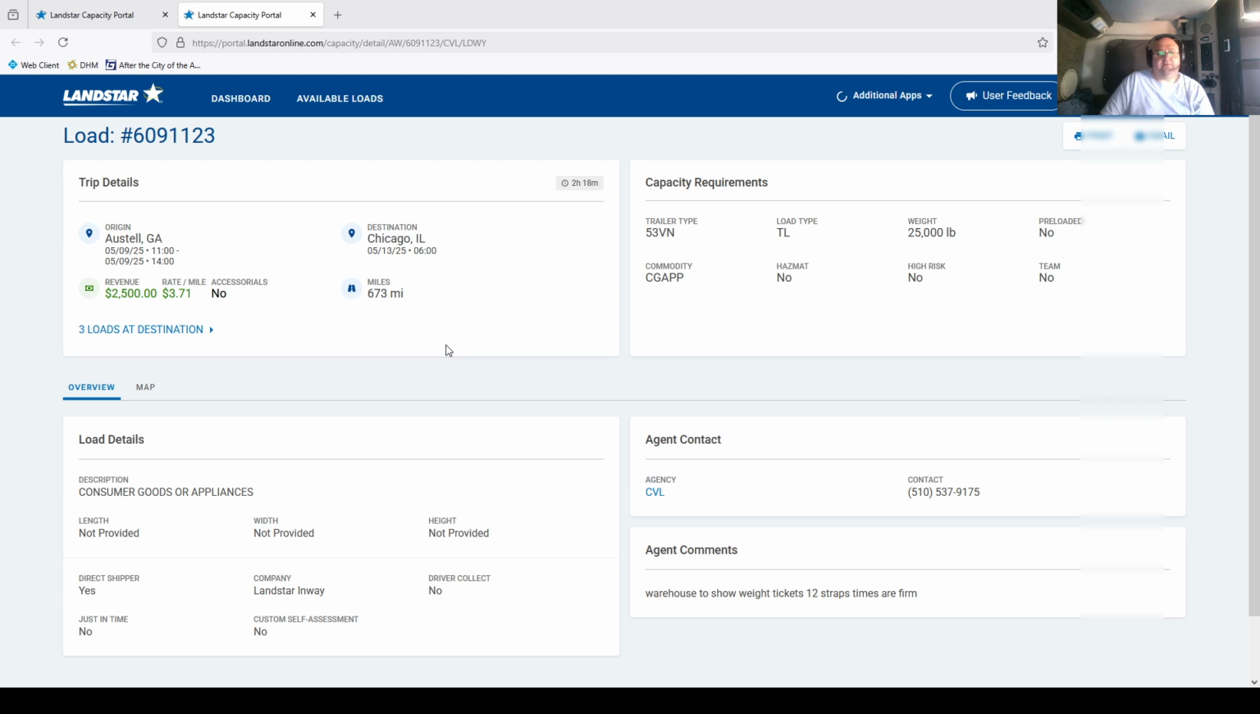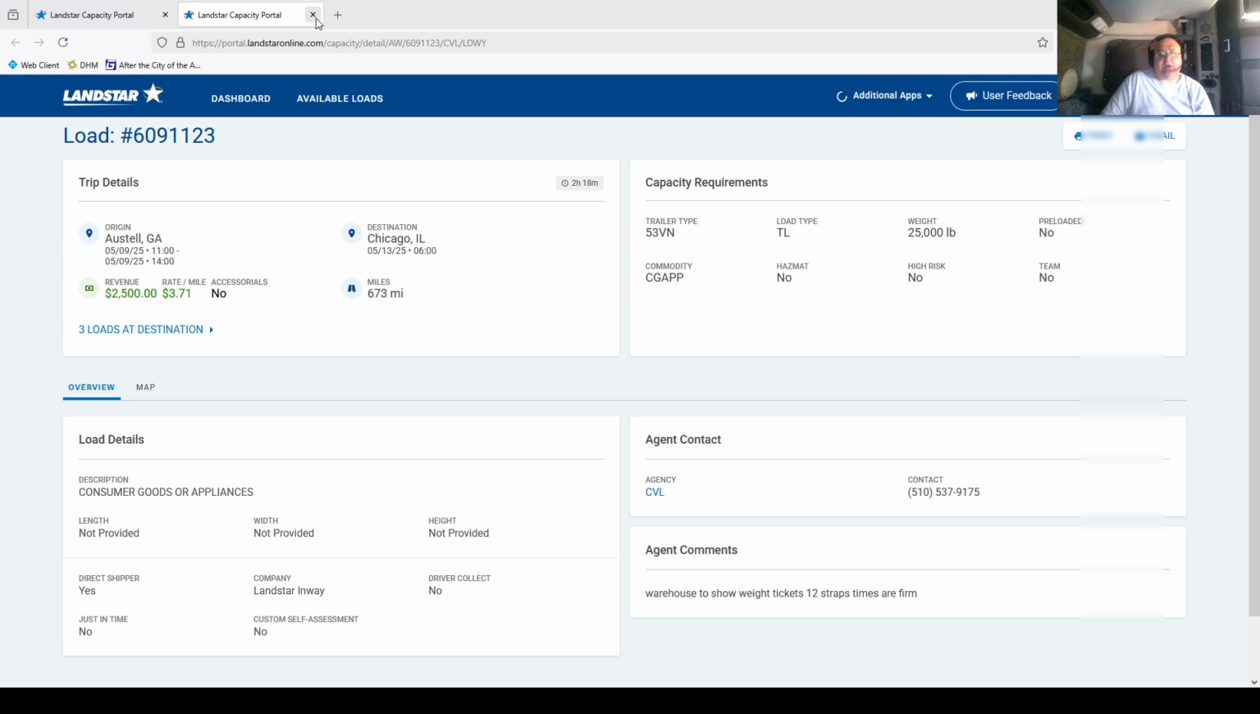So they want to verify the cargo weight, so they're going to make you scale it. They might make you scale empty and get a scale ticket and then scale again once you get loaded. And then you have to show the tickets to the receiver or something like that. I have no idea. But yeah, there's some weird crap with this load.